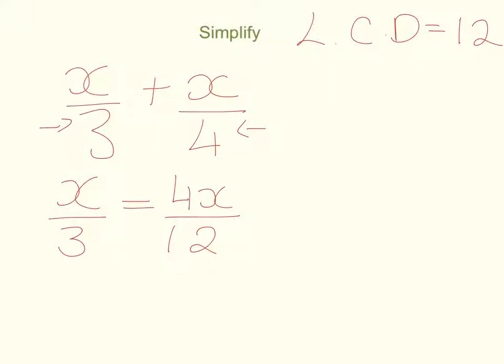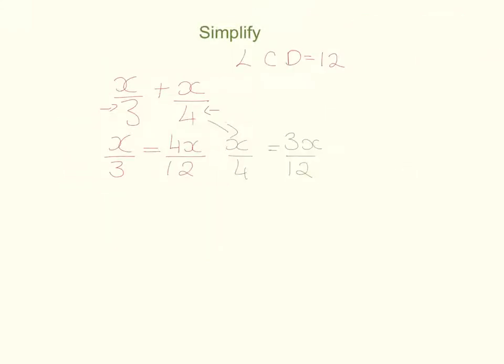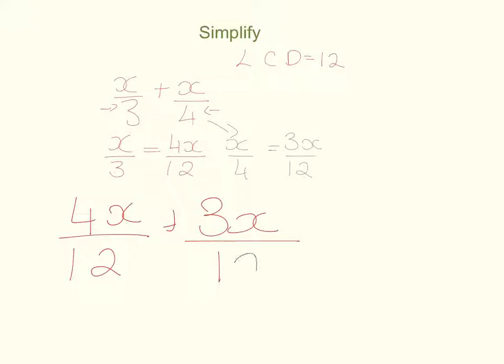If we do the same for x over 4, we see that 4 goes into 12 3 times, and 3 multiplied by x is 3x. So my final part of the sum is going to read 4x over 12 plus 3x over 12, which will give me 7x over 12. Now pause the video and I would like you to attempt questions from 23.2.